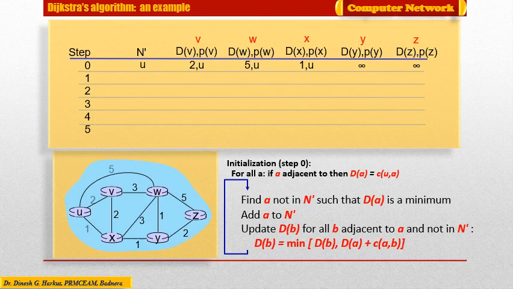Here, the value from node U to node Y and node U to node Z is put as infinity, since there is no direct path between node U and node Y, or node U and node Z. The cost value is set to infinity. This is the initial condition.